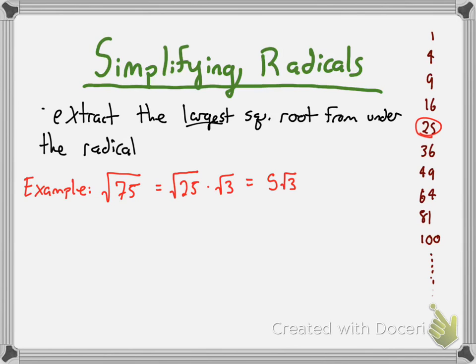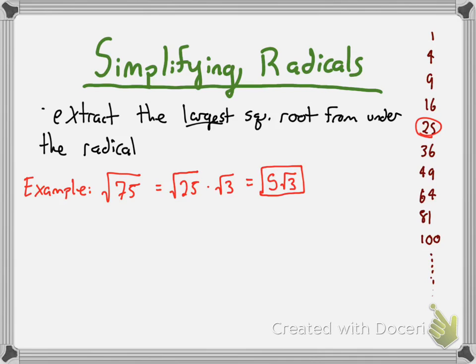I know that this is simplified because what's left under my radical is 3, and 3 is a prime number. There's no perfect square that goes into 3. So from here, I would be done. If you want to double check this, you could plug into your calculator the square root of 75, and 5 times the square root of 3. They're both going to give you the same number, so you know you'd be good to go.